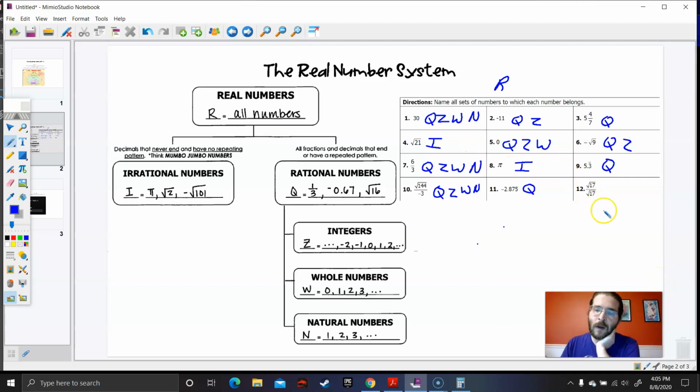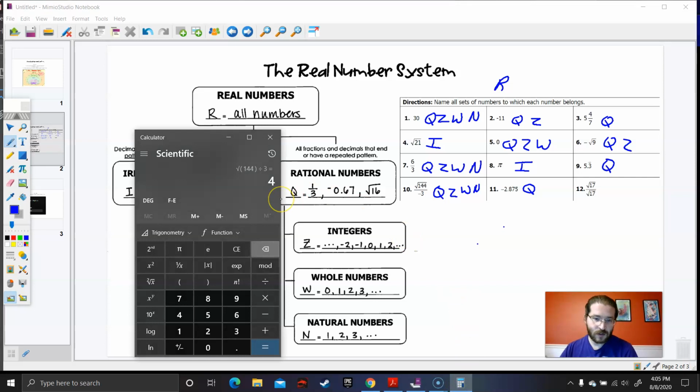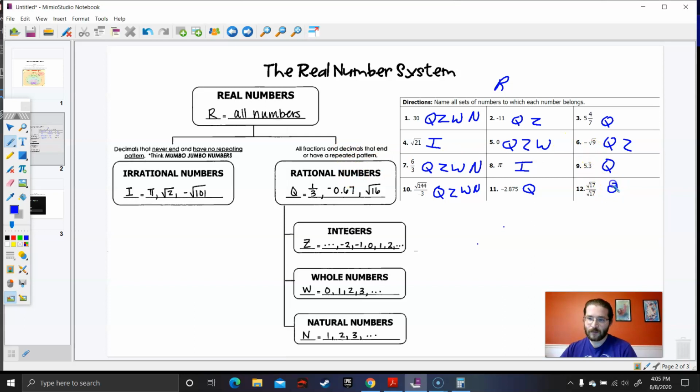All right, and then 12 is going to be a special case. We have the square root of 17 divided by the square root of 17. Whenever we have a number divided by itself, it's going to simplify to 1. All right? I'll show you what that looks like. Square root of 17 divided by square root of 17. See how that equals 1? It's because you're taking the same value and dividing it by itself. So we know it's a rational number. We know it's an integer. We know it's a whole number. And we know it's a natural number.